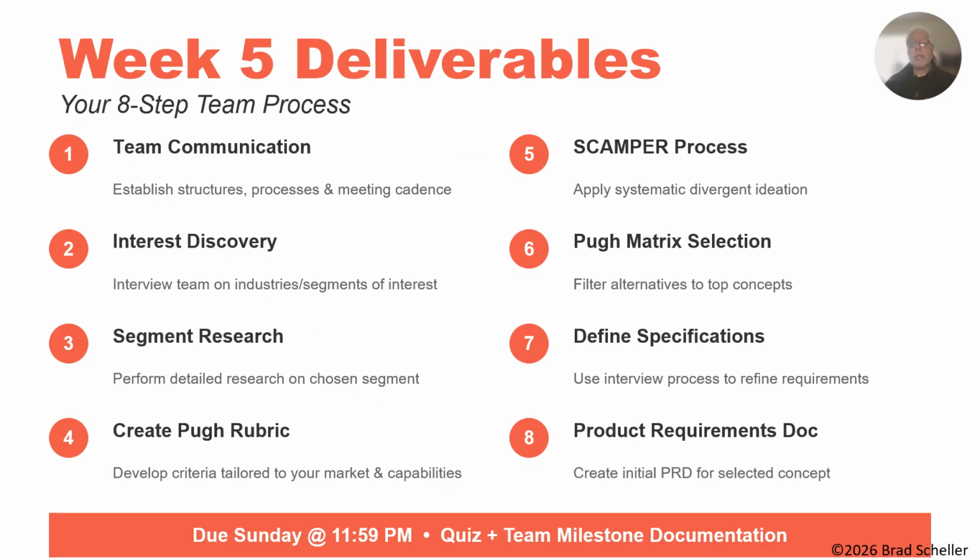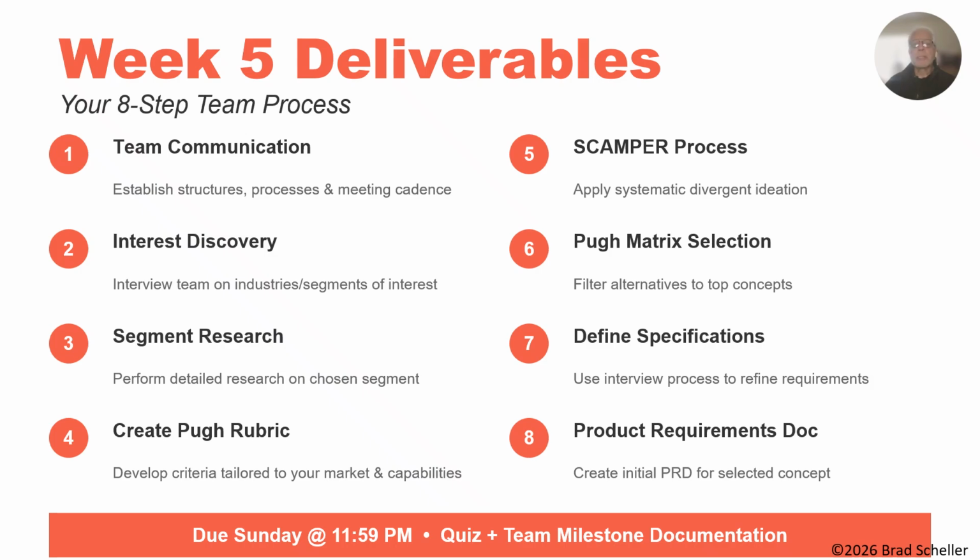Step number 3, do segment research. Once you've chosen a direction, perform detailed research on that segment. Use the AI research stack we discussed, Perplexity plus Notebook LM, etc. Understand the market deeply. Step number 4, create your Pugh rubric. This is the new slide we just discovered. Develop criteria specifically tailored to your target market and your team's capabilities. Generic criteria produce generic results.